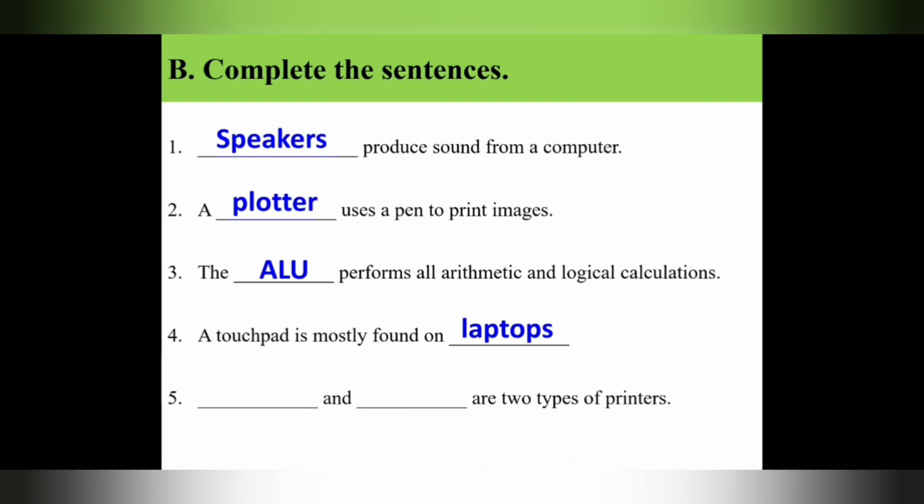Fifth one, dash and dash are two types of printers. Printers are generally classified into three types. You have to write any two types of printers here. Okay, I am using inkjet and laser. Inkjet and laser are two types of printers.